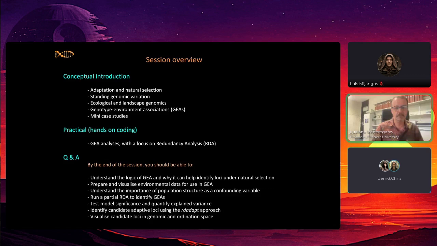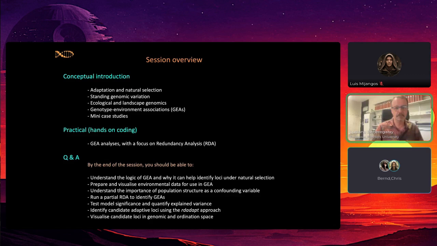Then we have Chris moving in. He will be doing all the hands-on coding session of a part of this session. So he will focus on genotype environment association analysis, and especially on one particular method, redundancy analysis. And he put together a lot of the text that we have available in our module in the Dart resources. Then we have a session of Q&A.